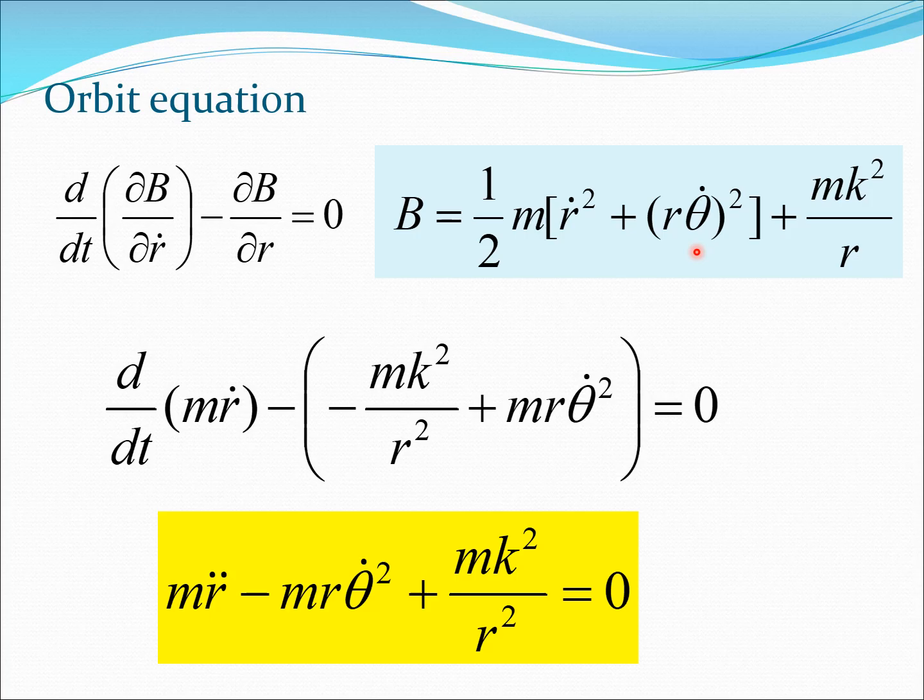And as far as this term is concerned, it is going to become m r theta dot square, because remember r got differentiated. So the r square became 2r, 2 got cancelled, and so you ended up with the m r theta dot square term. So essentially this is the equation which comes out of the second Lagrange equation with respect to r, that is m r double dot minus m r theta dot square plus m k square by r square equal to 0.